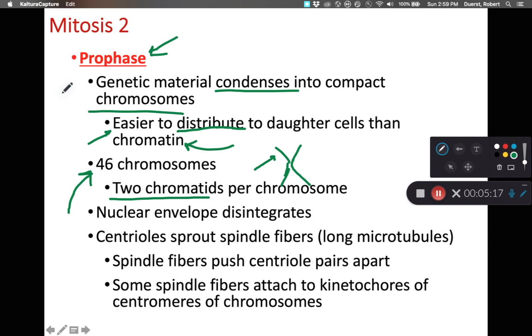As we look at prophase, another key event is that the nuclear envelope, that double phospholipid bilayer around the nucleus, disintegrates. And the centrioles are going to sprout spindle fibers, or very long microtubules that start growing towards those chromosomes. Some of the fibers are going to push the centrioles to opposite poles or opposite ends of the cell, and then some of those mitotic tubules or spindle fibers are going to attach to a part of the chromosome known as the kinetochore, which is going to be a protein attachment point at the center of each chromosome.